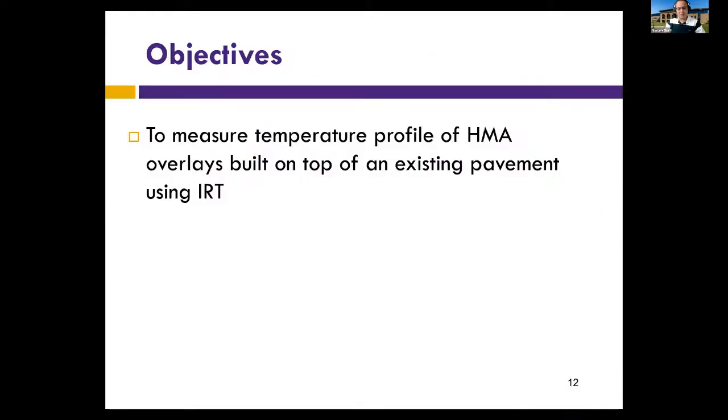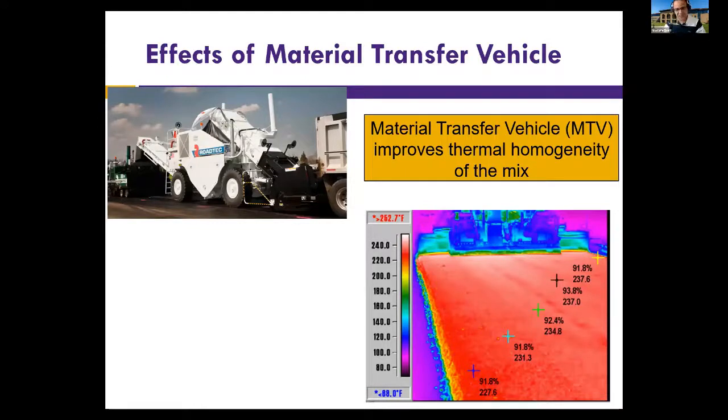One option that has been used in recent years is to use a material transfer vehicle, or MTV, and this particular equipment is very good at getting the mix from the truck, remixing it, making sure it's uniform, and then passing it to the paver. So usually the use of an MTV is very effective in reducing thermal segregation.